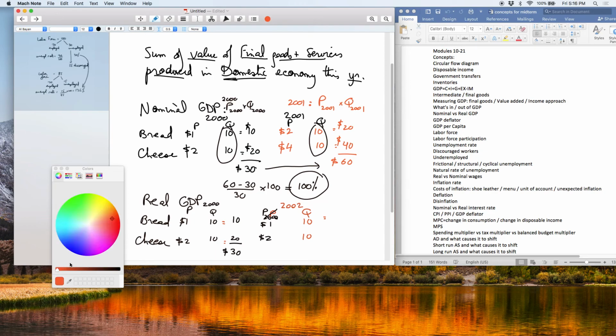In the other year, I'm using the original prices. So I have $10, I have $20, so it ends up being $30. Whoa, so basically what we're saying is if you're holding the prices constant, in this particular example, you see the economy didn't grow at all. So that's what real GDP is. Real GDP calculates GDP using prices from the base year that you choose. And remember, for the base year itself, nominal and real are the same.